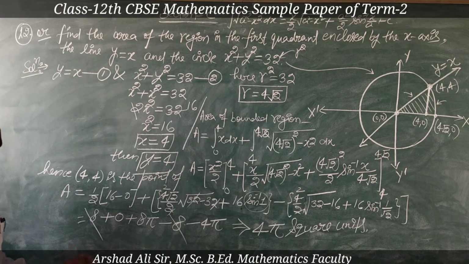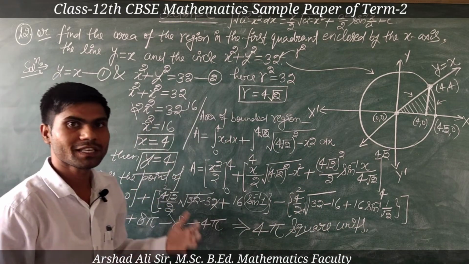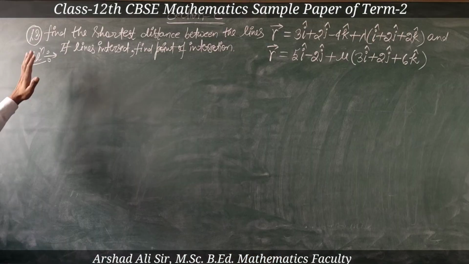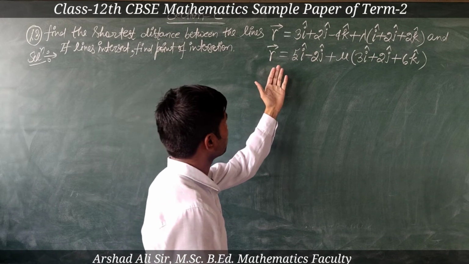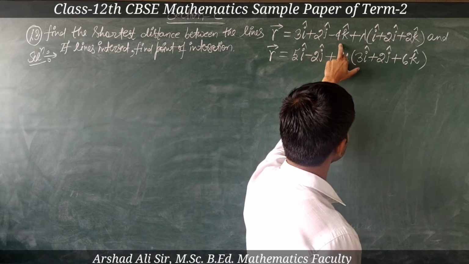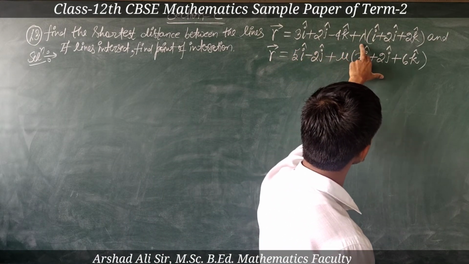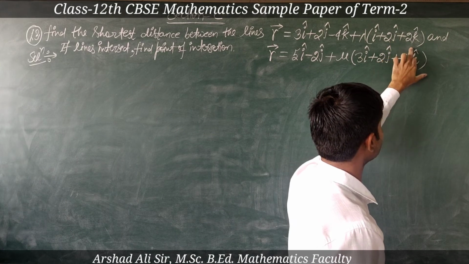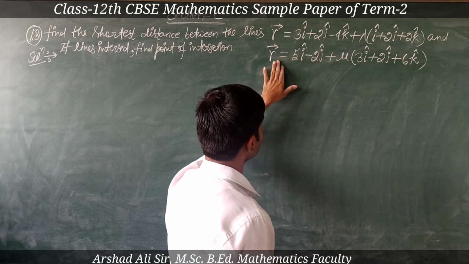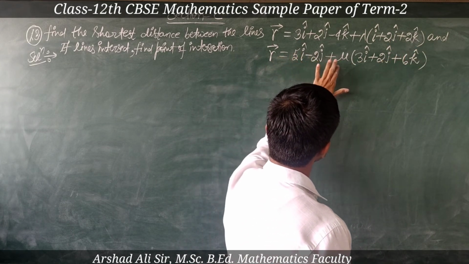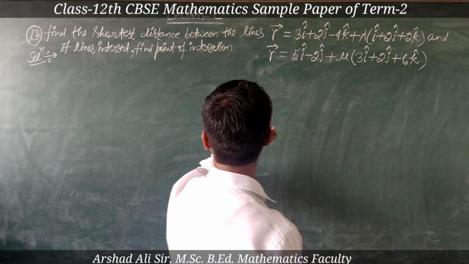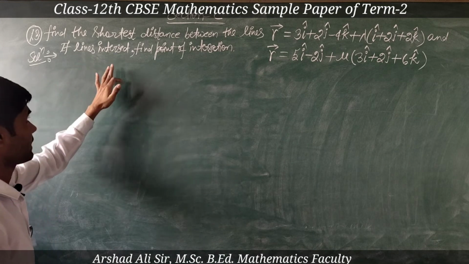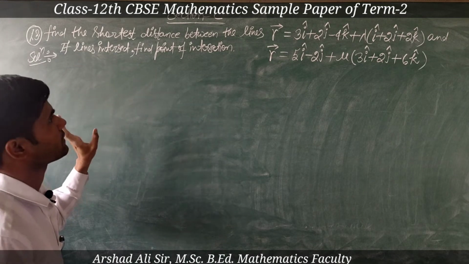Okay student, it was your question number 12. Now we will start question number 13. Find the shortest distance between the lines r vector equal to 3i cap plus 2j cap minus 4k cap plus lambda into i cap plus 2j cap plus 2k cap and r vector equal to 5i cap minus 2j cap plus mu into 3i cap plus 2j cap plus 6k cap. Okay, if lines intersect, then find the point of intersection.